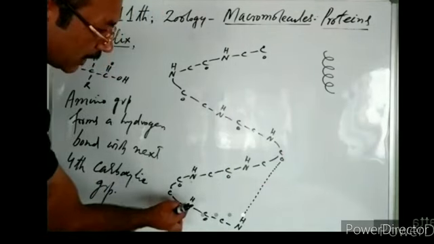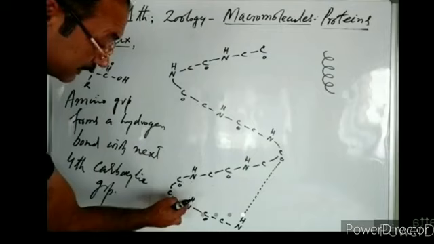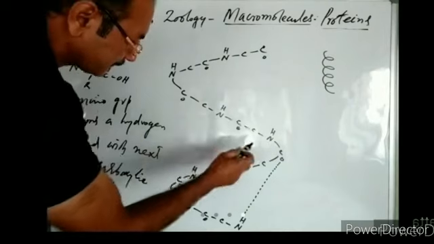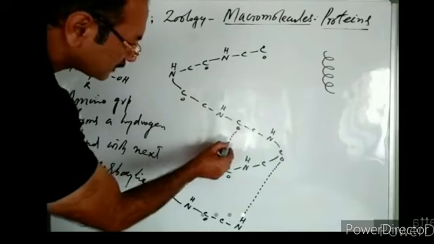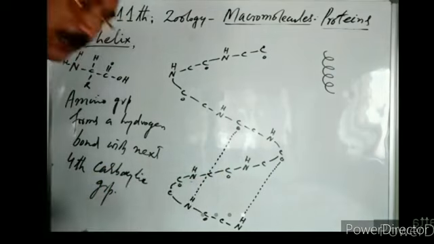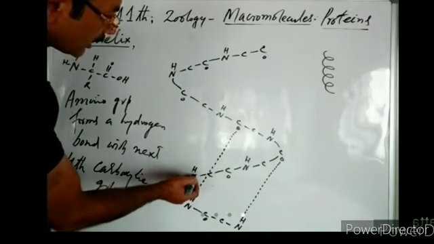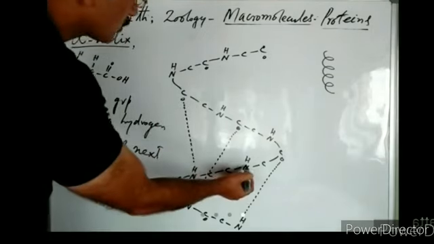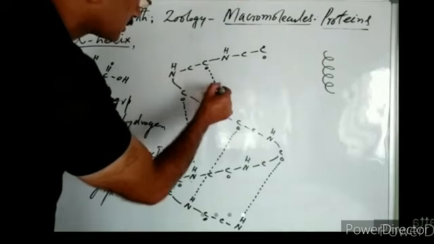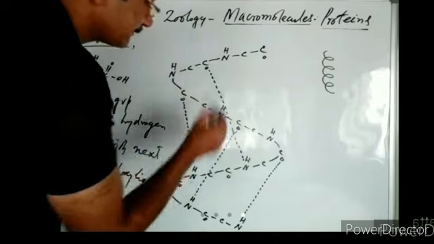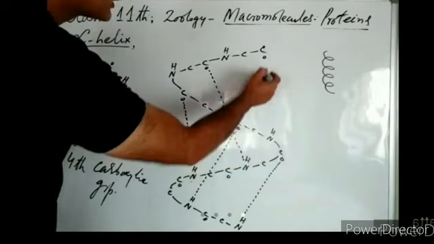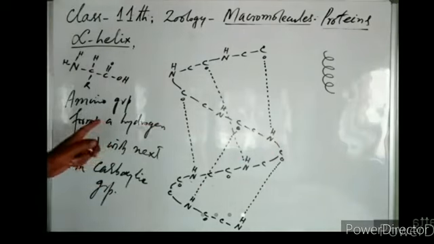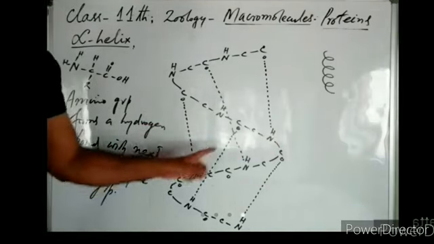Similarly, this amino group will also form a hydrogen bond with the next fourth carboxylic group. This is the first carboxylic group, second carboxylic group, third and fourth, right? So this amino group will form a hydrogen bond with the oxygen of this carboxylic group, right? Similarly, this amino group will form a hydrogen bond with the next fourth carboxylic group, right? So in this way, hydrogen bonds are formed between amino acids in this alpha helix.